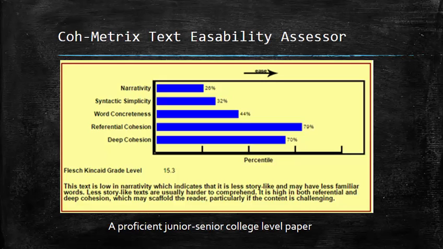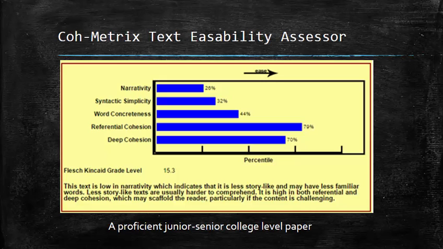A better choice for my purposes was to run each paper segment through the Metrix Text Easability Assessor. This Metrix tool visualizes results in bar graph form, showing narrativity, syntactic simplicity, word concreteness, referential cohesion, and deep cohesion, along with Flesch-Kincaid grade level.